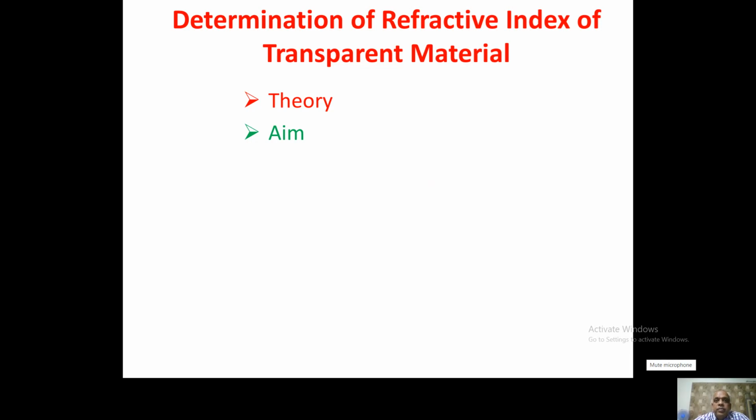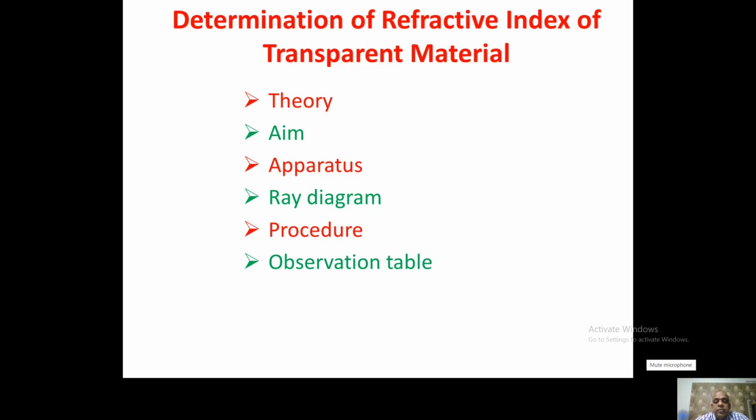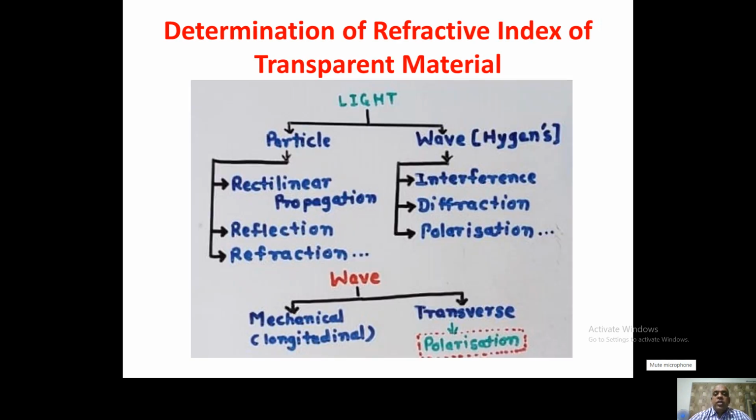The aim of the experiment, then the apparatus which are to be used to perform this experiment, then the ray diagram, then how to perform this experiment, the observation table, calculation, and the result.